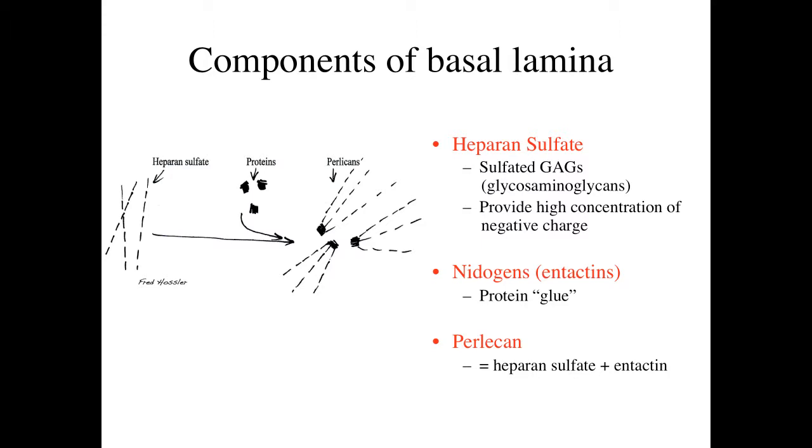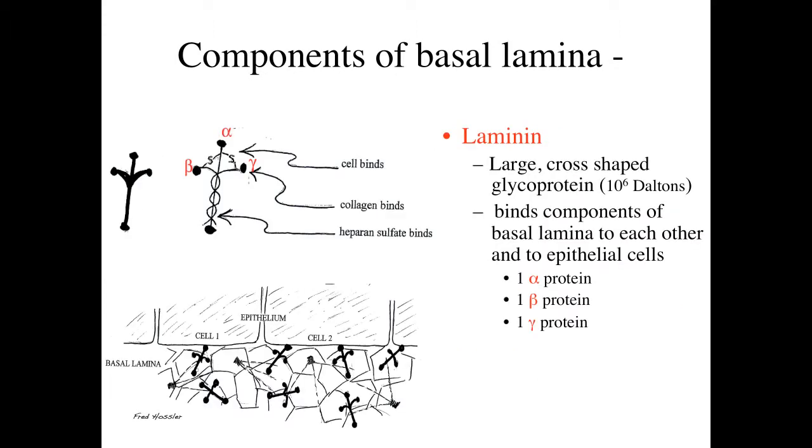Heparan sulfate is another component of basal lamina. Heparan sulfates are basically sulfated glycosaminoglycans. These sulfated glycosaminoglycans provide a fairly high negative charge to the basal lamina. There are other proteins like entactins that form almost like a glue type structure. And then finally perlecans, which are larger components that are combinations of heparan sulfate and some of the various entactins or protein glues.